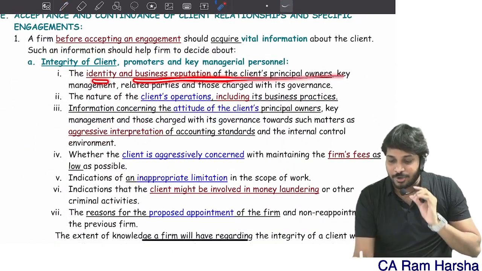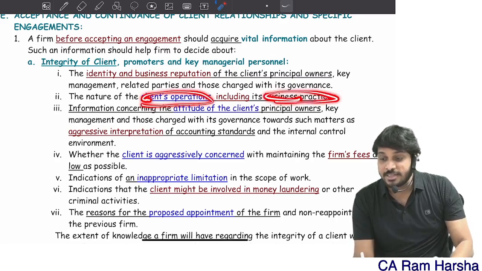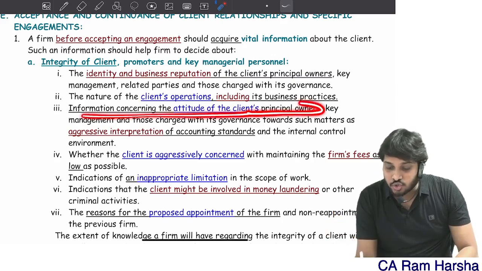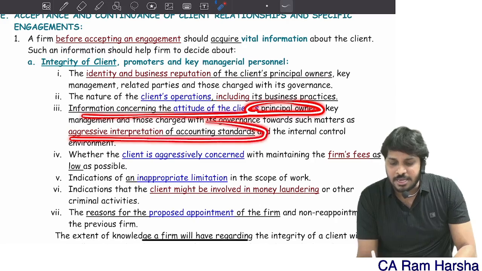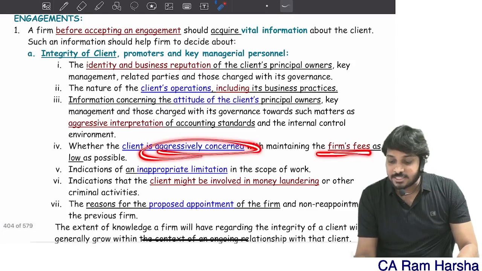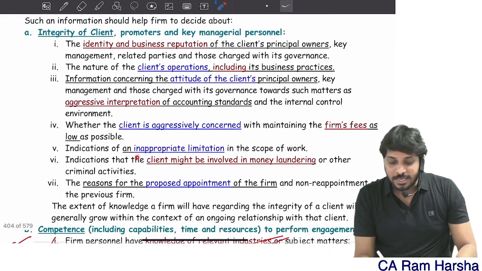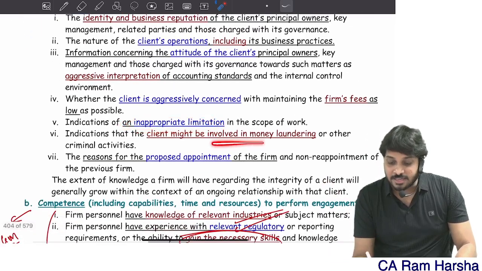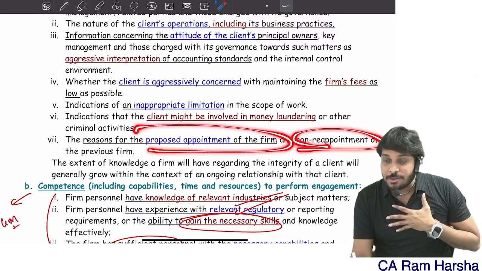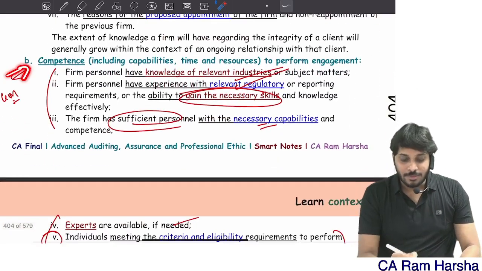Identity and business reputation of owners and key managerial persons. What are the operations? What are their business practices? And what is the attitude of the client's owners? Are they interpreting the accounting standards aggressively? Are they aggressively concerned with keeping the firm's fees as low as possible? Is there any limitation? Whether the client is involved in money laundering? Why are they appointing us? Why are they not reappointing the previous auditor? Yes or no?